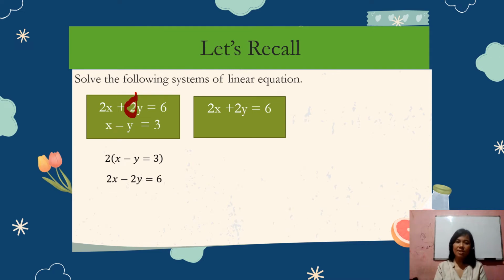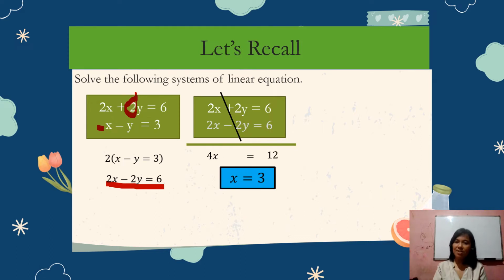Tapos, instead na ito ang ilagay, wag na. Ito na yung minultiply na natin. Yan. Tapos, proceed. Plus and minus, cancel out. So, 2x plus 2x is 4x. Then, 6 plus 6 is 12. Divide both sides by 4. Meron tayong x equals 3.